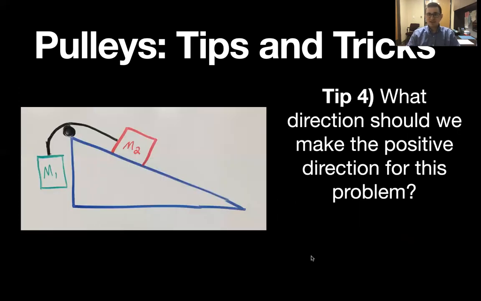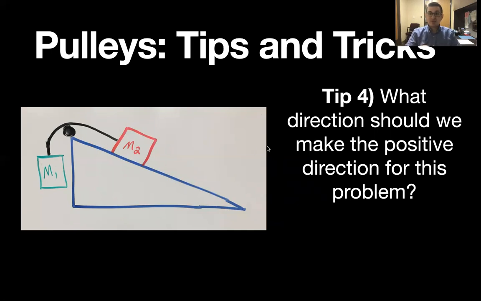And the last tip is in terms of figuring out the direction that we should make the positive direction for various problems. So in this problem, what would you make the positive direction? Some people might say, I'd like it to be up and to the right because that's what we're used to using. Some people might say, oh, well, if M1 is going to be heavier, then we want to make down the positive direction just so that things are moving in the positive direction. If M2 is heavier, then we may want to make the parallel direction to the ramp the positive direction so that M2 will just be going down the ramp. And these are all good choices.